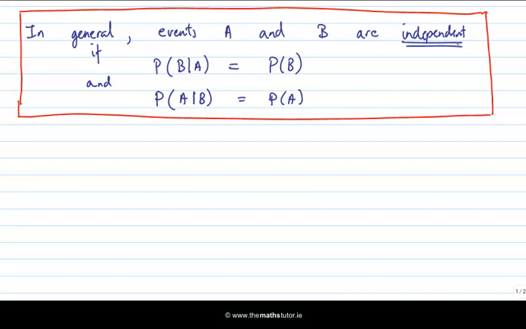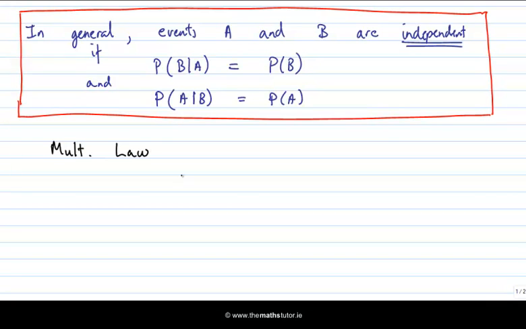But actually this is not the most common way, and what I'm going to do now is take this definition and use it to arrive at the more common way of expressing independence. And the way we're going to do that, of course, is that we know something about these conditional probabilities. So let's recall the multiplication rule. Remember the multiplication law.